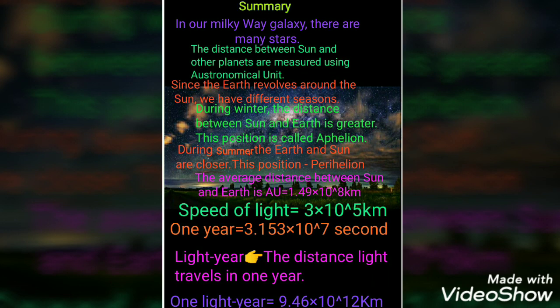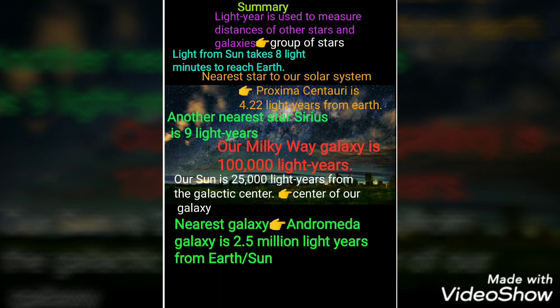So now we understood that the light year unit is greater than the astronomical unit. So 1 light year is used to measure the distance of other stars and galaxies. Galaxies means group of stars. Light from the Sun takes 8 light minutes to reach the Earth. The nearest star to our solar system, Proxima Centauri, is 4.22 light years from the Earth. Another nearest star, Sirius, is 9 light years.